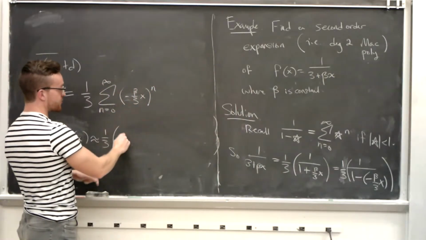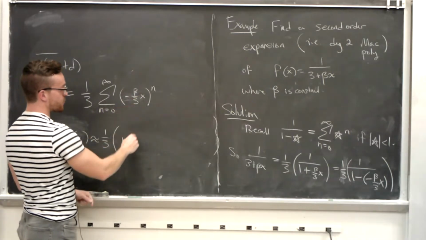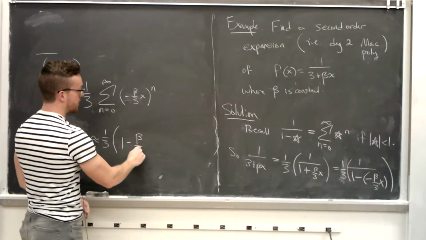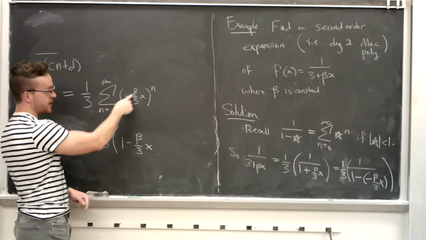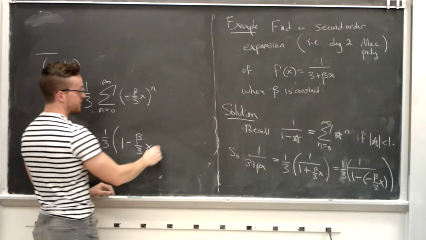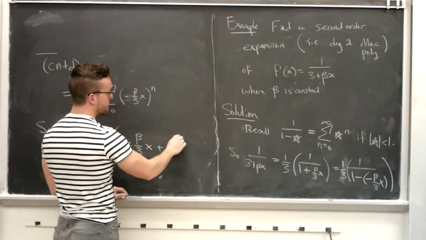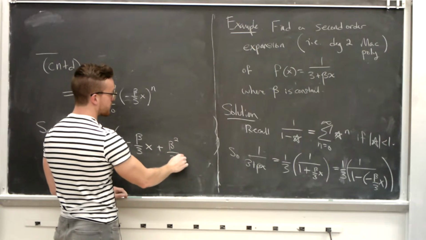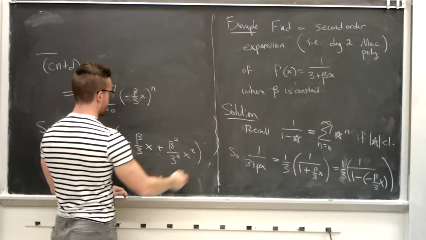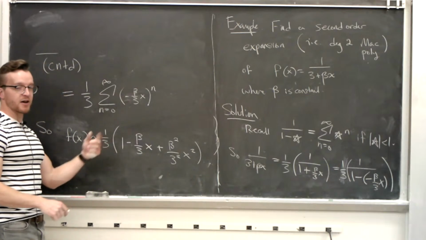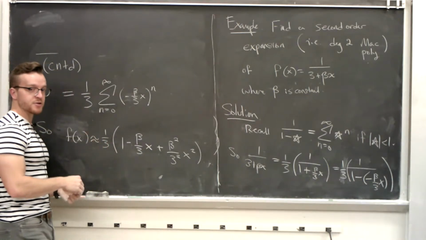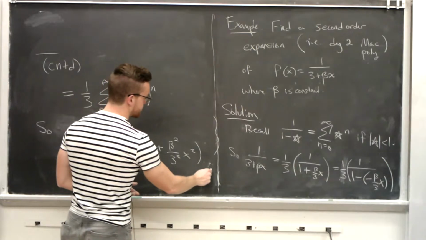The term here is 1. The n equals 1 term is negative beta over 3x. And then the degree 2 term is beta squared over 3 squared x squared. To me, that would be an order 2 expansion or a degree 2 expansion.